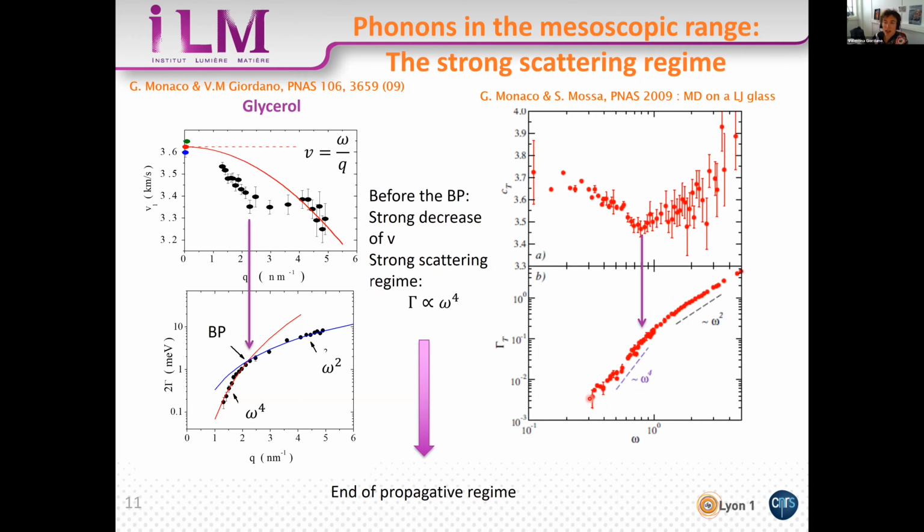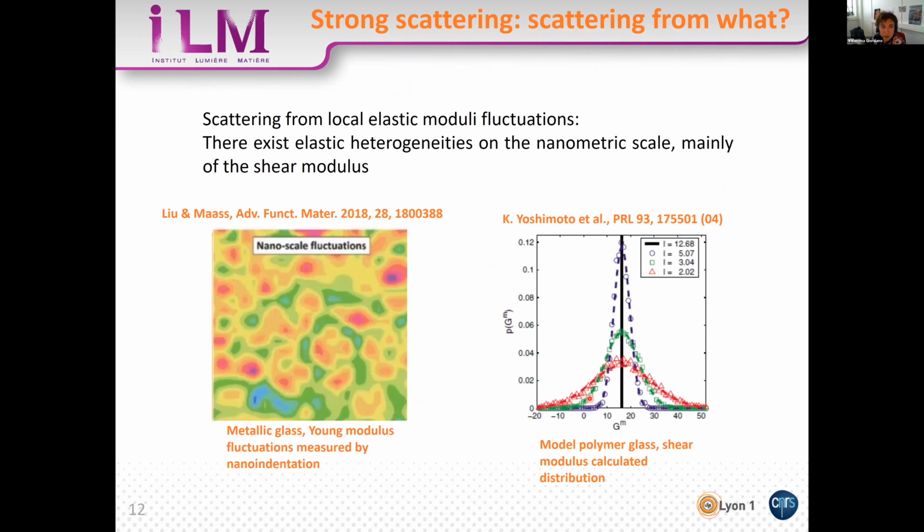So there is a distance scattering. The question is, scattering from what? Actually, this scattering has been associated to scattering from local elastic moduli fluctuations. Indeed, in glasses, it is possible to measure it. The elastic constant fluctuates at the nanometer scale. So there is a distribution of elastic constant, and here you see it.